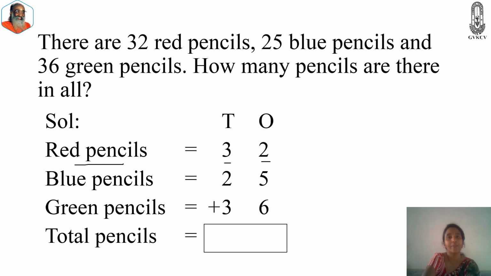And how many blue pencils? 25. See, blue pencils. 2 under tens and 5 under ones. 25. And how many green pencils? 36, right? 3 under tens and 6 under ones. Now let me add the numbers under ones. Now add 2 plus 5 plus 6.